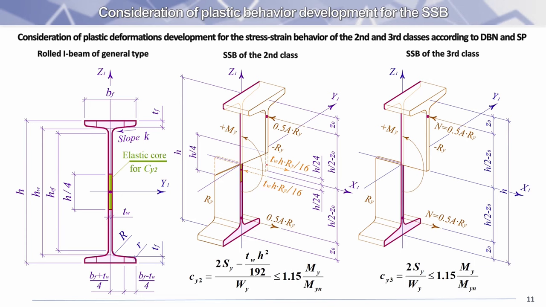Namely, the first approach, you can define the ultimate moment perceived by the cross-section during elastic-plastic work. If from the ultimate moment of the cross-section with a full plastic hinge, SSB of the third class, you deduct the moment underperceived by the elastically working part of the cross-section whose height is equal to a quarter h. This approach gives good results for I-beams with bending in the plane of the wall and for box cross-sections.